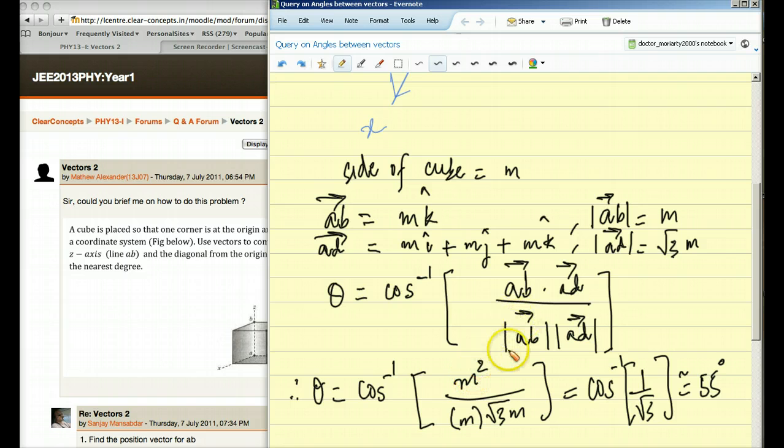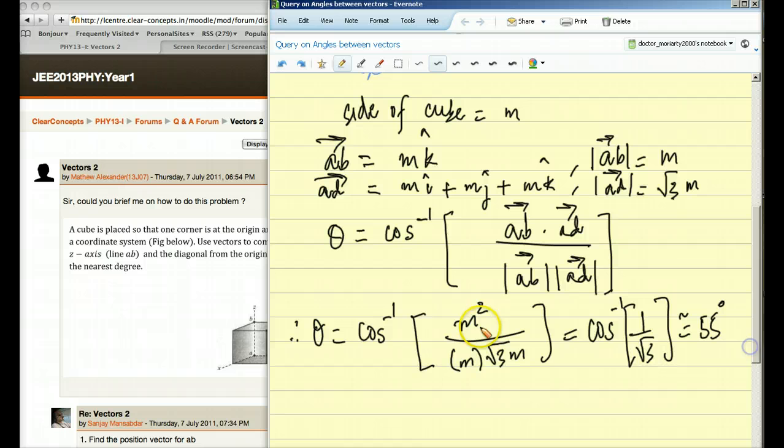Okay, what's the magnitude of AB and AD? We've already figured out here. Finally, theta, as we know from dot product, is going to be cosine inverse of the dot product divided by magnitude of the first vector, divided by magnitude of the second vector. In this case, the first vector is AB, second vector is AD.